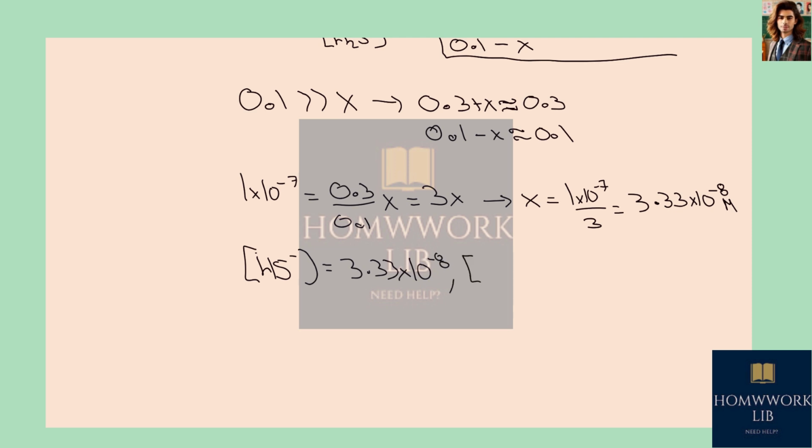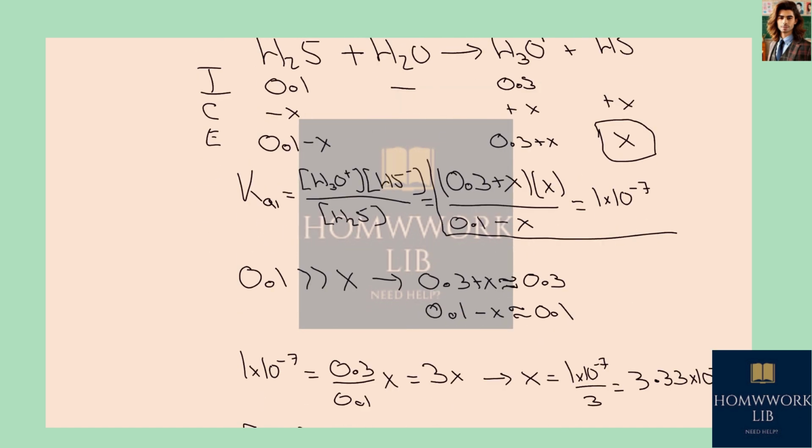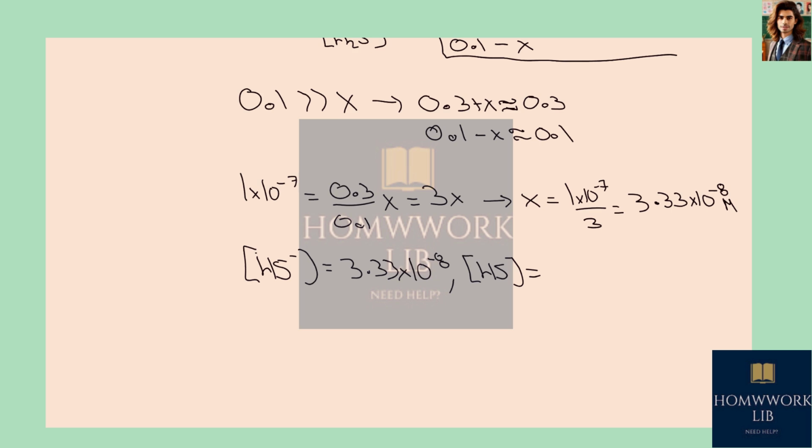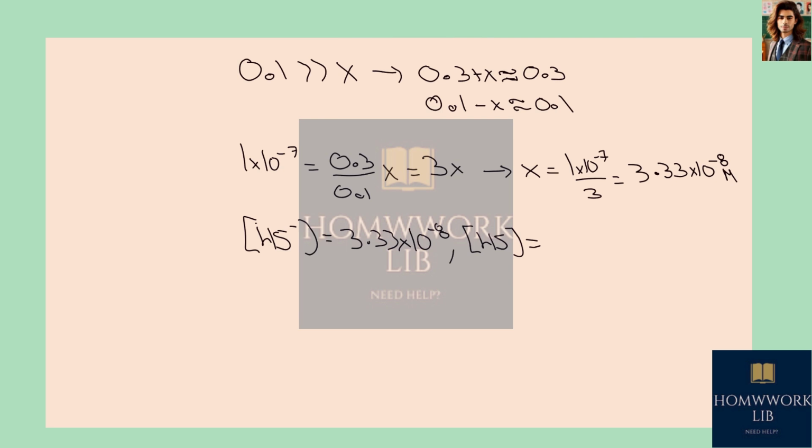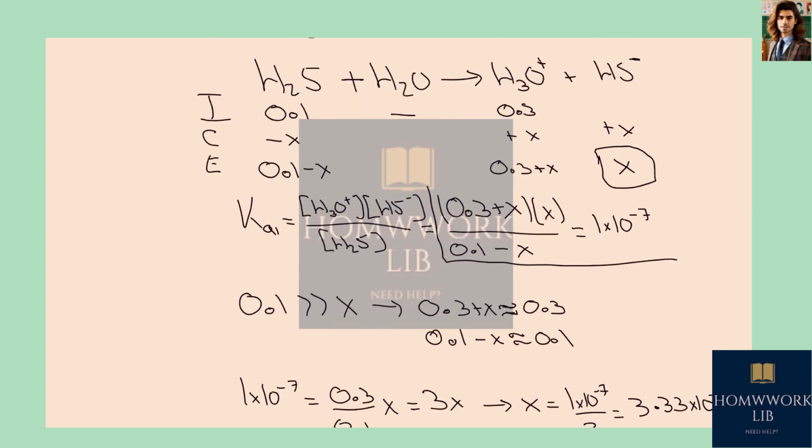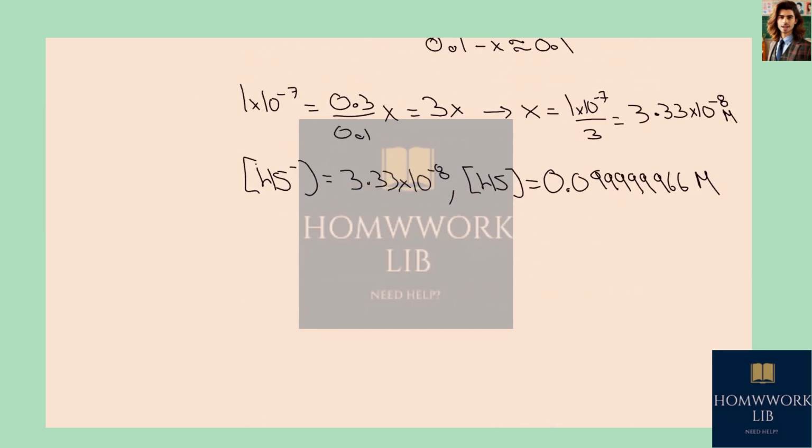We also know that the concentration of H2S is going to be 0.1 minus the value that I got. So this would be 0.099999966 if we want to be super precise about it. But as you can see, we are mainly going to have H2S present in solution, something very close to 0.1.